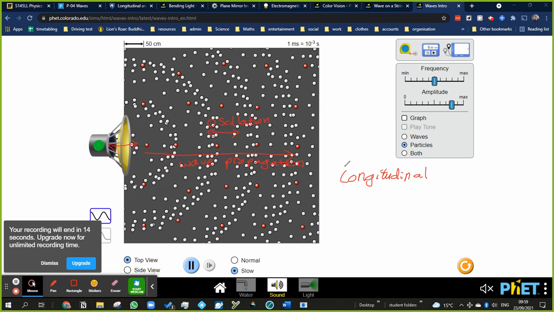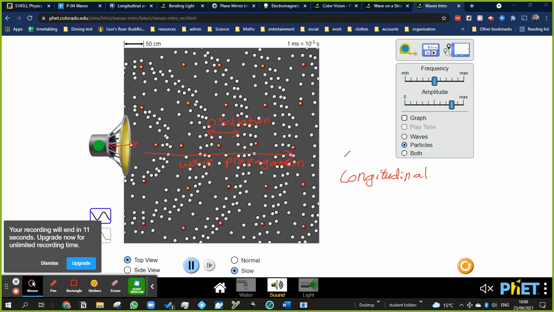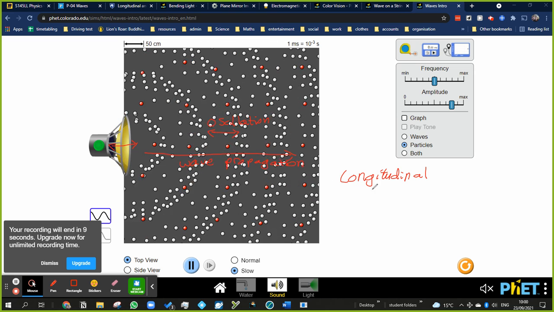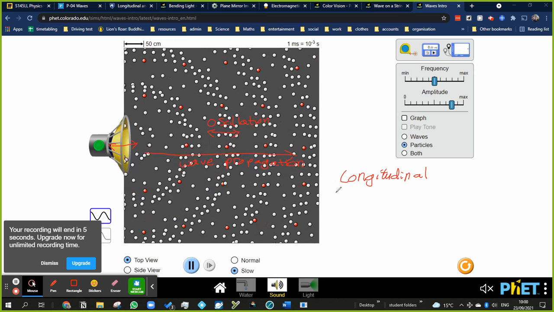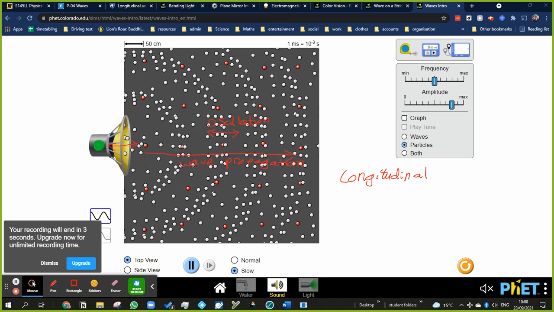The water wave that we looked at the beginning was a transverse wave, just like the one on the string, and a light wave is also a transverse wave. Although it's a bit weird and difficult to understand how a light wave is a transverse wave. Best thing to do at GCSE is just remember that it is a transverse wave.